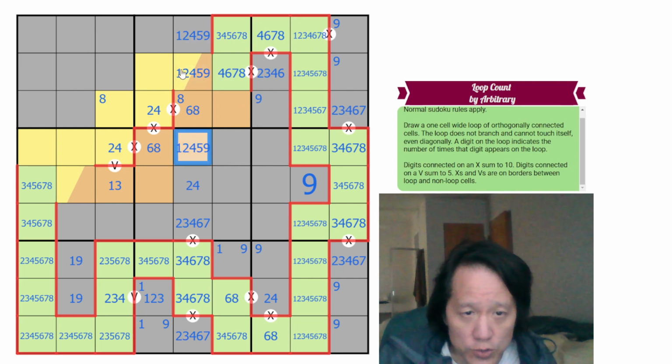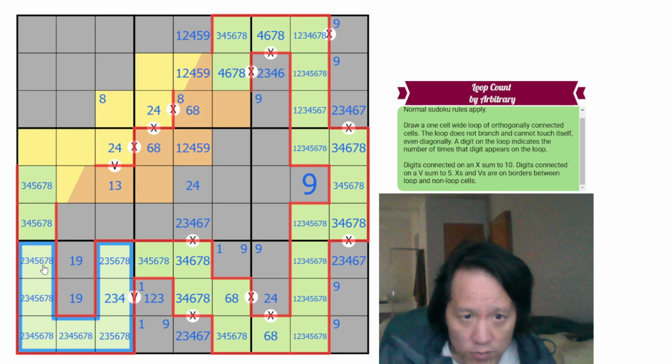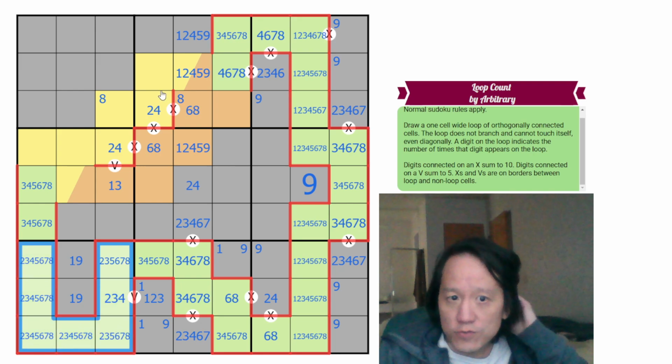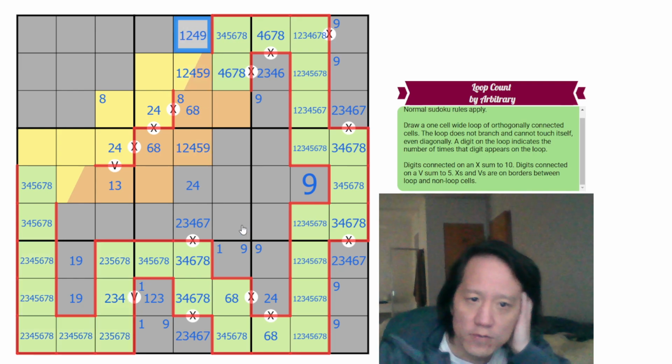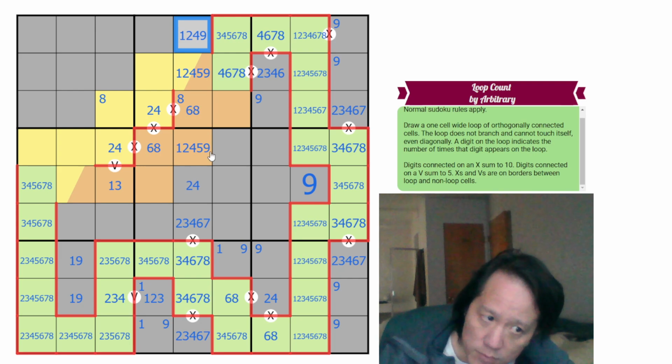One of these two must be on the loop, and it must be 5. Because if 4's here, then it's on the loop. This cannot be 4. And it cannot be 2, obviously, because we already have 2 taken care of. So 5, I think, has to be one of these two, which means this can't be 5. Right? Because it can't be the other two.